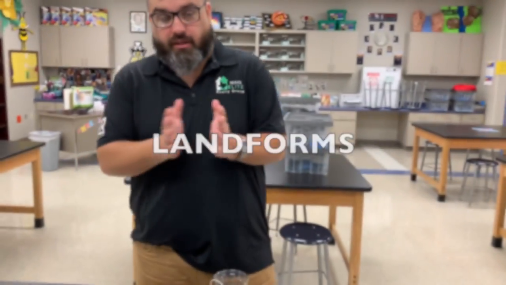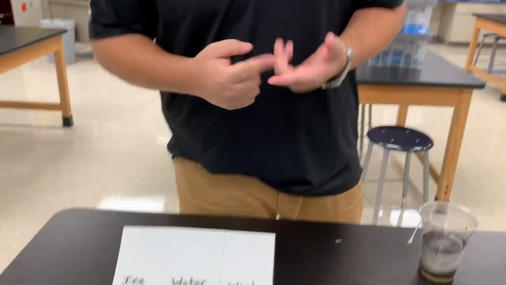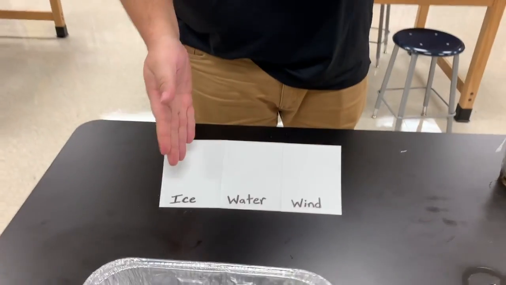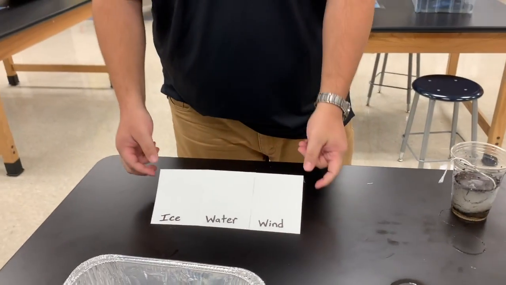Today we're going to be going over our changes to land lab. We know that we have weathering, erosion, and deposition, but we also have agents of weathering and erosion. So today we're going to be looking at a few of those agents. One of them being ice, the other water, and the other wind. The first one we're going to look at is ice.